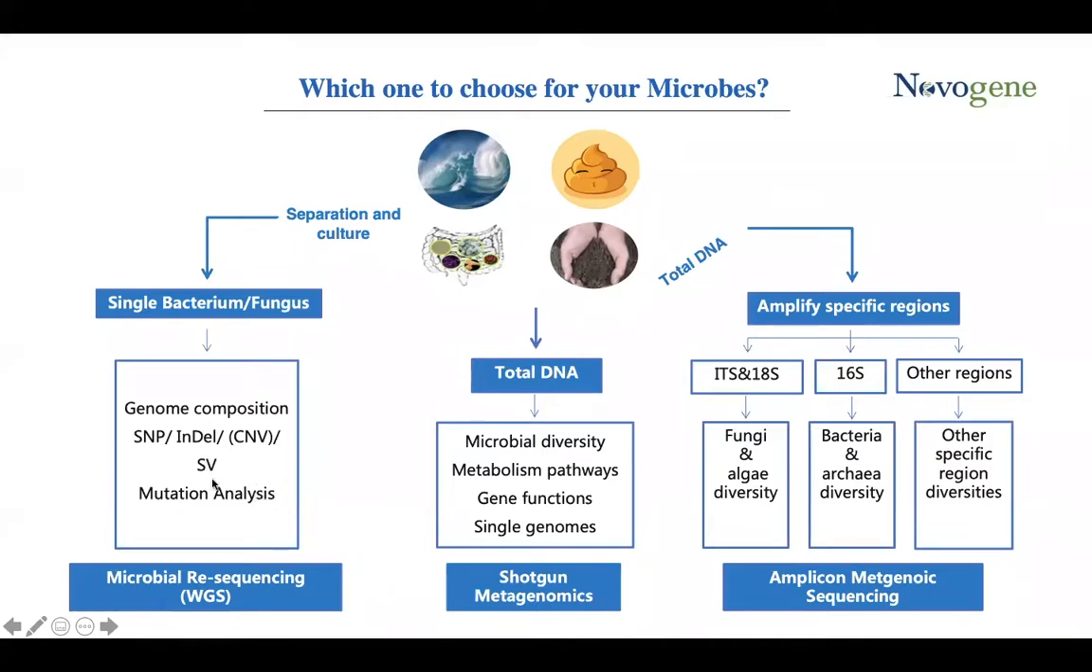And for mutation research of known microbes, we often choose microbial resequencing. And if you want to study the microbial diversity, and at the same time we care more about the metabolism pathways of genes, the gene functions, we just use total DNA after host depletion, of course, to do the shotgun metagenomic sequencing. But if all we care about is the species identification and the species diversity, commonly we will choose Amplicon sequencing, and it's the most cost-effective approach.